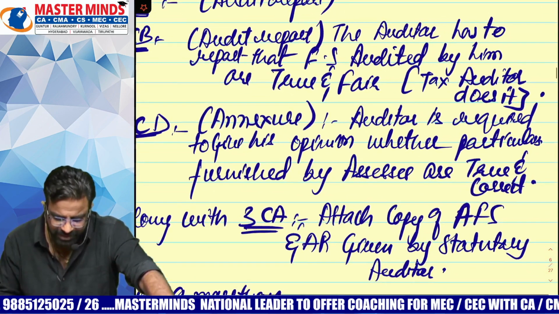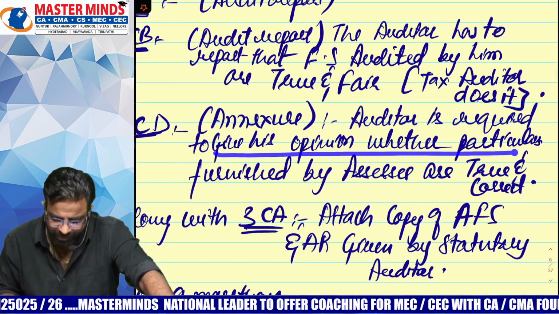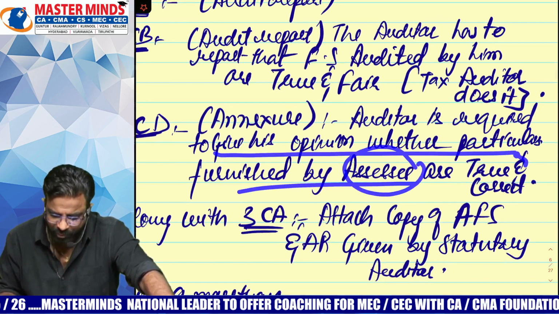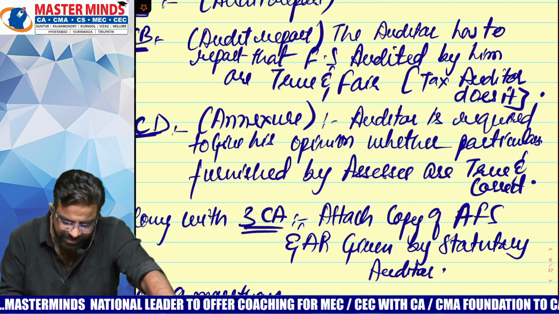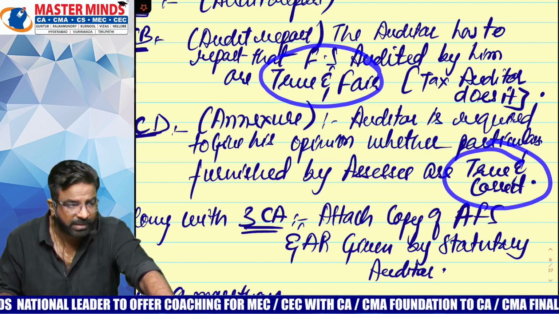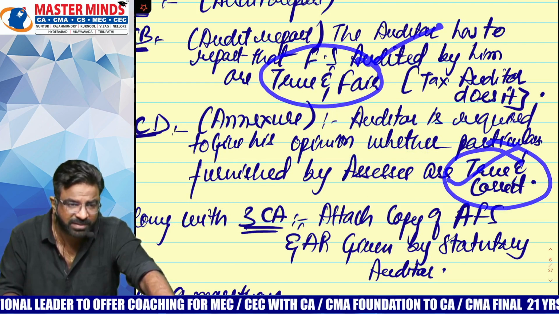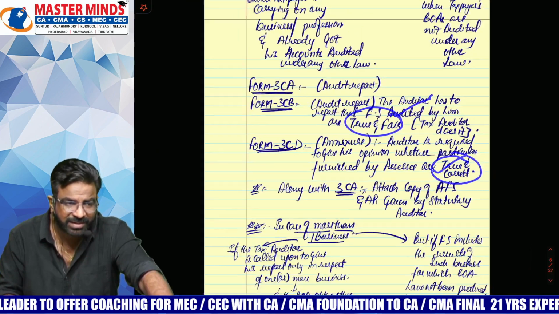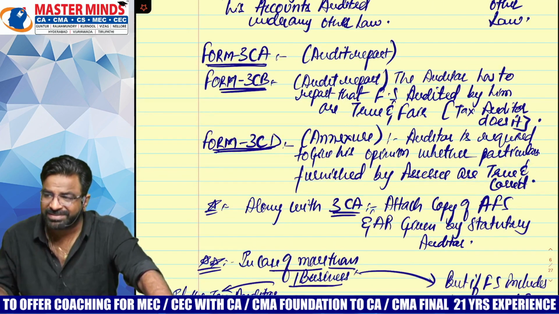See, the 3CD auditor is required to give his opinion whether the particulars furnished by the assessee are true and correct. Do you understand the difference between the two words? True and fair, true and correct. Here we are certifying, there we are expressing an opinion. So 3CD is never a report, it's an audit certificate.